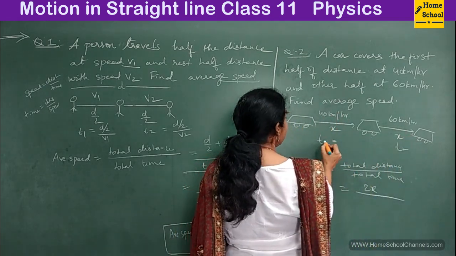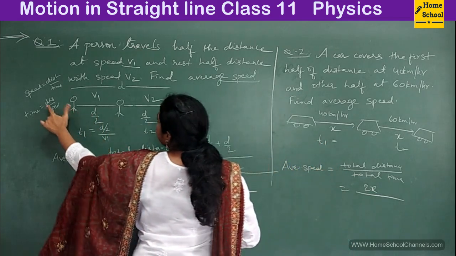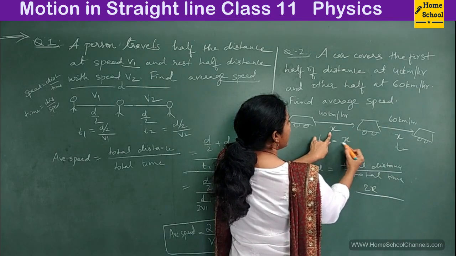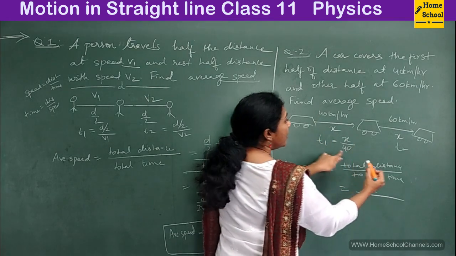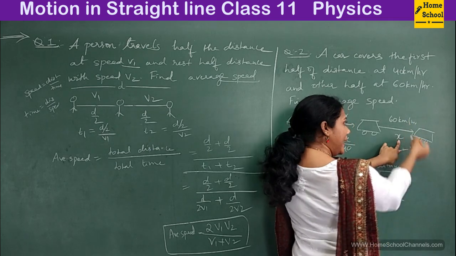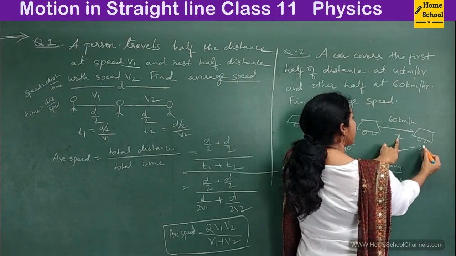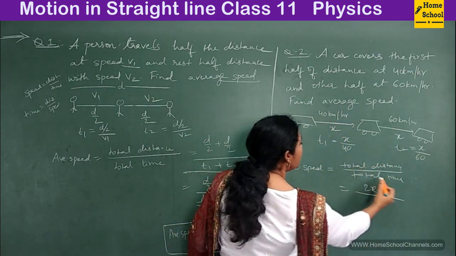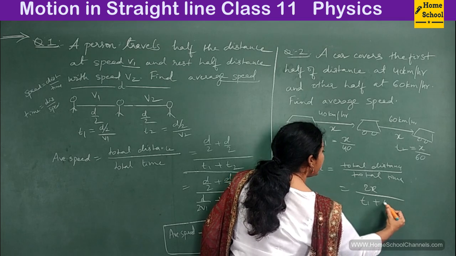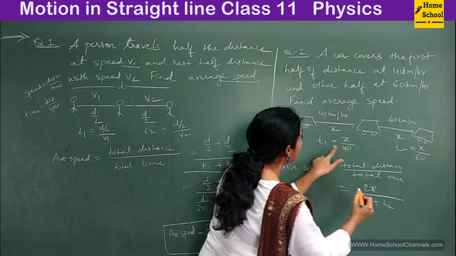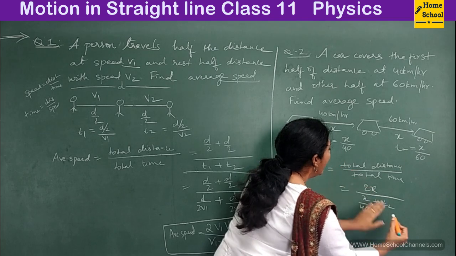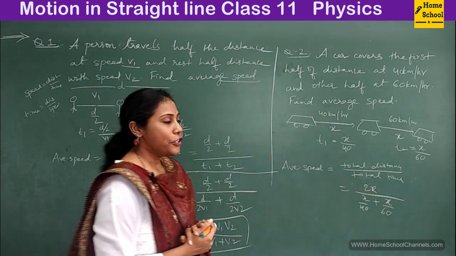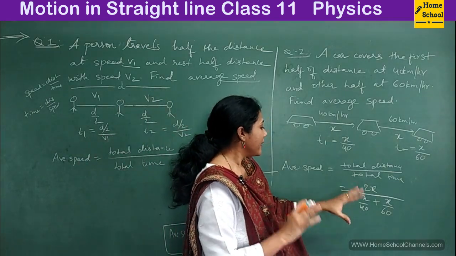And what is time here? Time, we know, is distance by speed. So what is the distance? X divided by speed, which is 40. So what is t2 here? Distance by speed. Distance is x divided by speed 60, so x by 60. Substitute: total time is t1 plus t2, no? So t1 is x by 40 and t2 is x by 60. When you do this, you can get your answer.